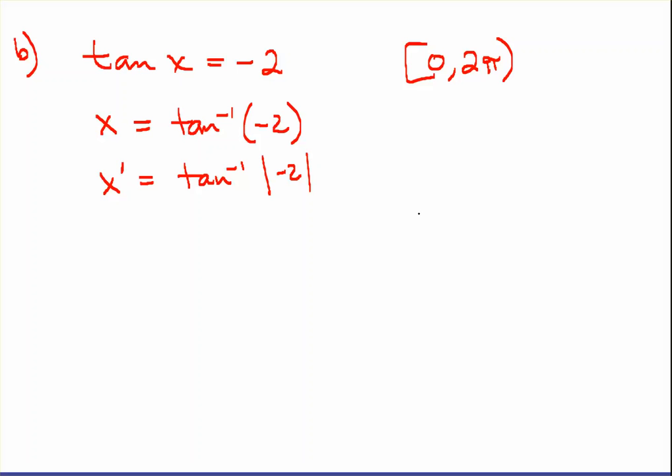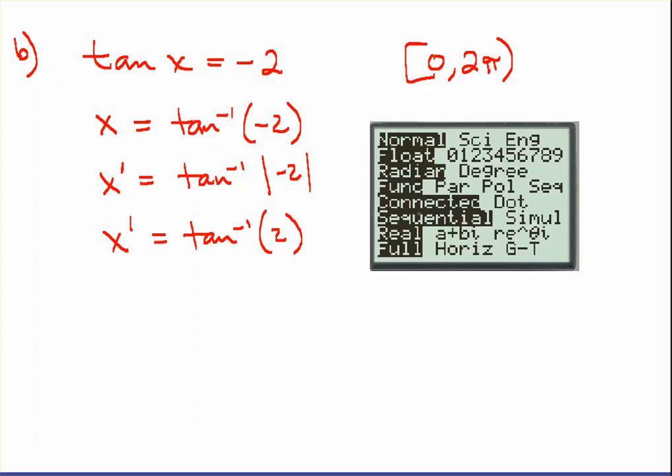We're just trying to figure out what it is in quadrant 1. We're just trying to figure out the reference angle. So reference angle, tangent of 2. Now don't forget, we are in radian measurement, right? So we got to go back to your mode on your calculator, and you're going to click radian measurement. Make sure it's highlighted. Okay, and then find for me what's tangent inverse of 2.